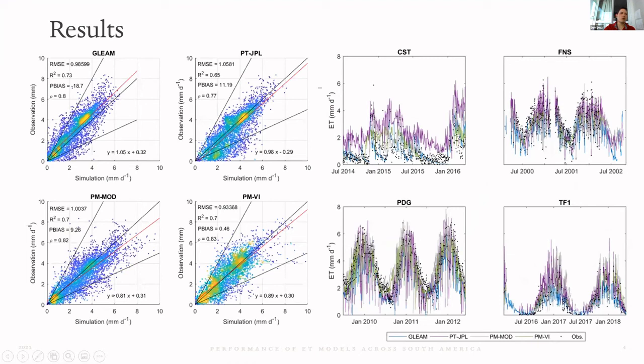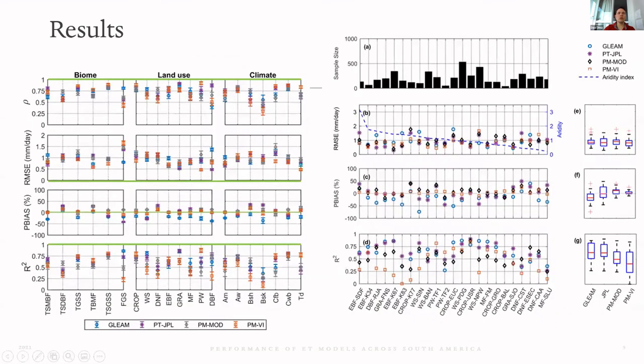Some results, just to give you an idea of what we found. So in general, the models agree well with the flux tower data. In this right figure, I showed how the observations compared to the simulated data. Usually we found a pretty good match. In some other cases, not all models compared well with the observations. But in terms of metrics, here's just a summary of the results.